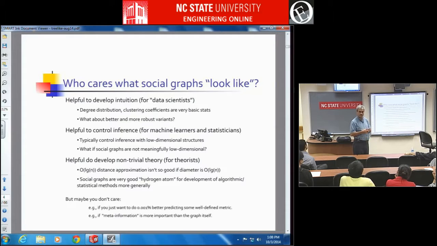Right? So why run something that takes more than the 1 step, return 7? So if you want to get non-trivial theory, but maybe you don't care. And some people don't care. There are applications where you want to do 0.1 or 0.01 or 0.001 better at predicting some quantity, click-through rate, for example. And those typically correlate with applications where the meta information is more important than the graph structure per se.